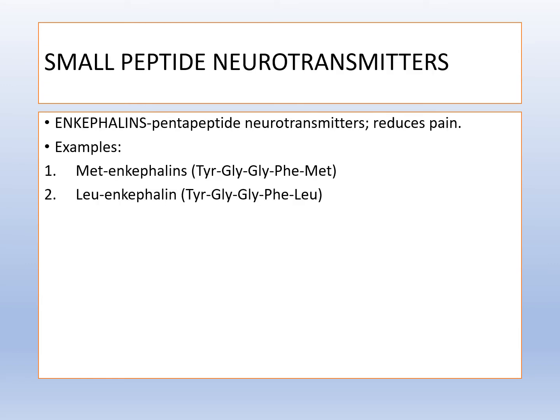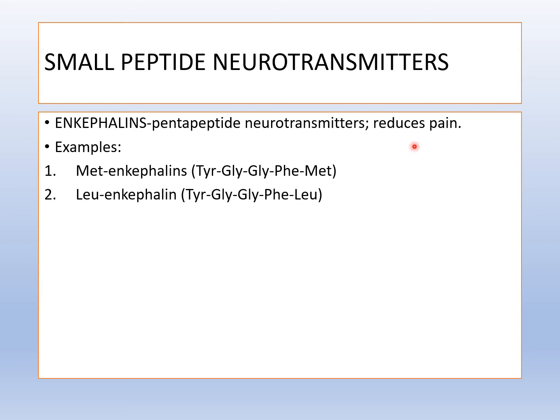And we have another set of peptides, but this time they are neurotransmitters. When we say neurotransmitters, they are chemical messengers that basically transmit a signal from one neuron to another, or from one neuron to the target cell. For example, we have the enkephalins. They are pentapeptide neurotransmitters. Penta, which means 5. That means a pentapeptide has 5 amino acid residues.